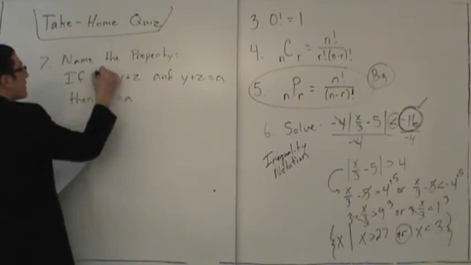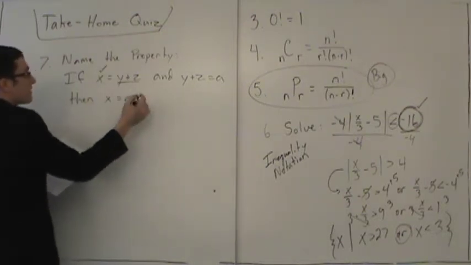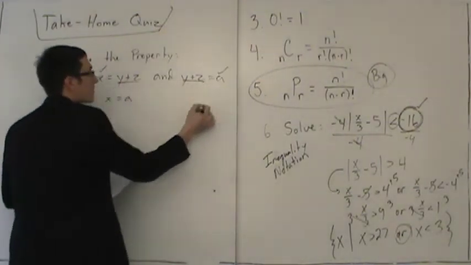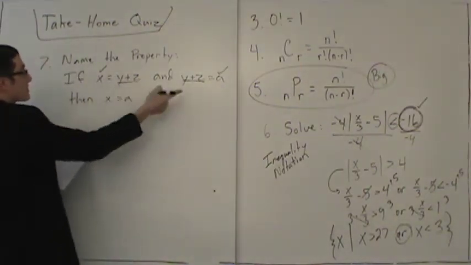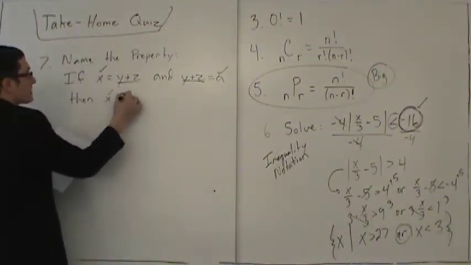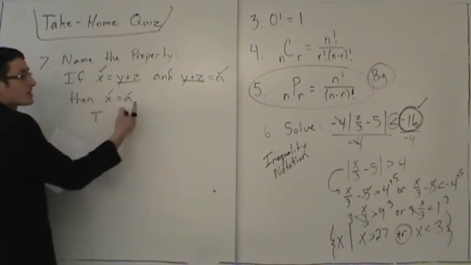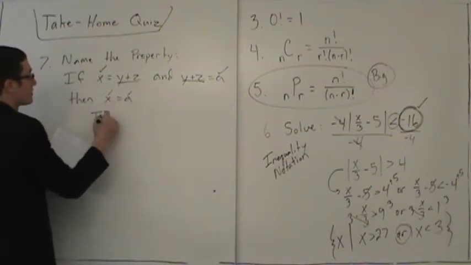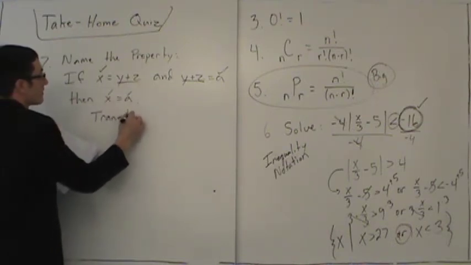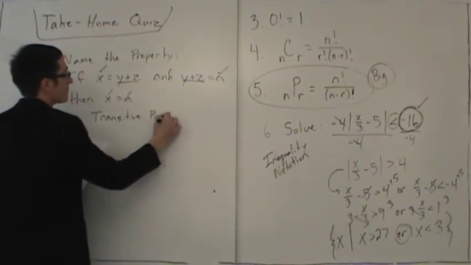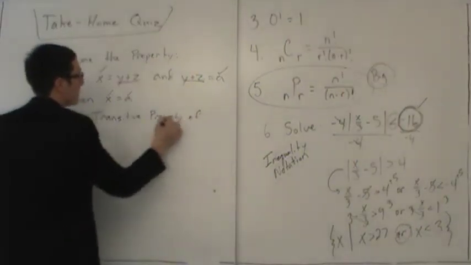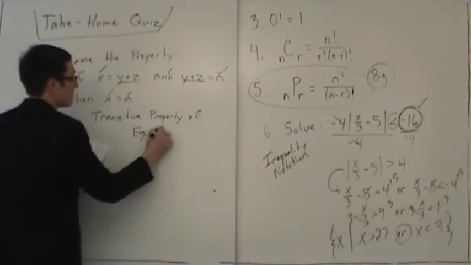Something like that. If the first is the second, and the second is the third, then what can we say? We can say that the first is the third. All right, first is third. This is the transitive, transfer, okay? Transfer of equality, or transitive property of what? Equality. So we're going to state the whole name.